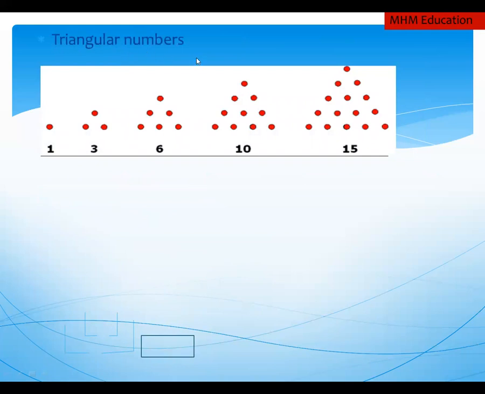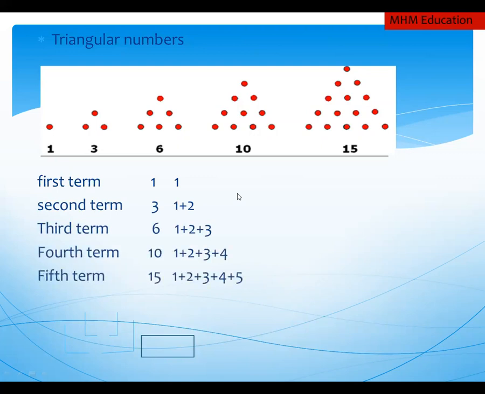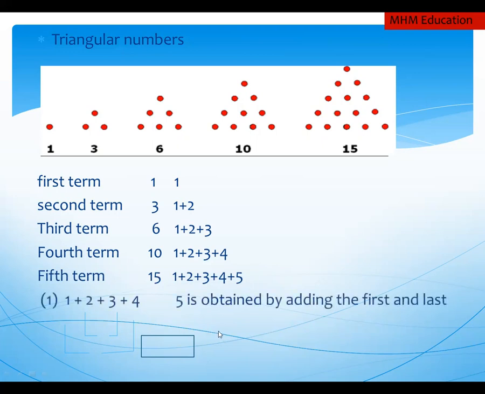Triangular numbers. Next one is the triangular numbers. What are the triangular numbers? 1, then 3, then 6. When you get the shape of a triangle, they are called triangular numbers. For example, 1, 3, 6, 10, and 15. First term is 1, second term is 1 plus 2, third term is 1 plus 2 plus 3, fourth term is 1 plus 2 plus 3 plus 4, fifth term is 1 plus 2 plus 3 plus 4 plus 5.